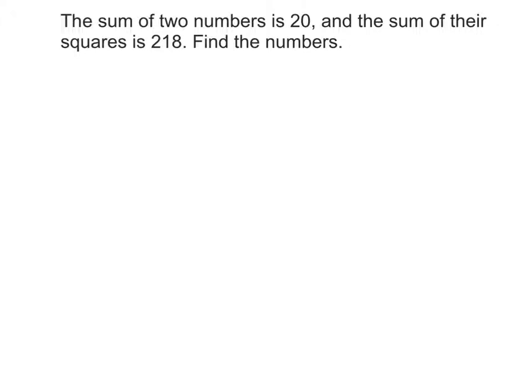This first problem is saying that the sum of two numbers is 20, so we'll call those numbers x and y, and we'll not worry about which one is bigger or anything, and we'll just say x plus y equals 20. And it also says that the sum of their squares is 218. So that means x squared plus y squared equals 218.